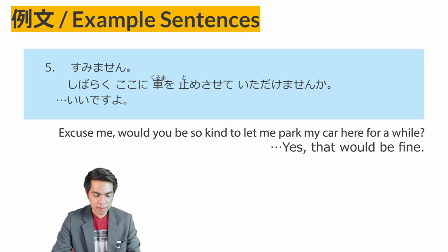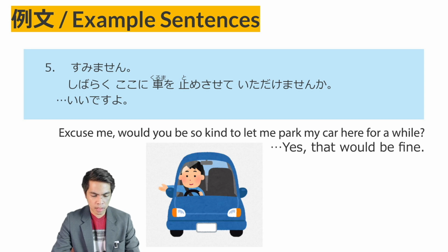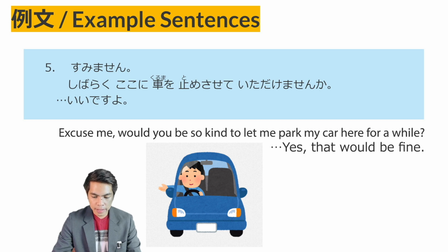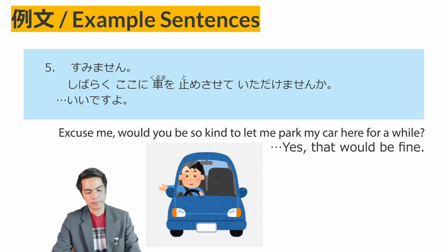Example sentence number 5. Sumimasen. Shibaraku koko ni kuruma o tomasete itadakemasen ka? Ii desu yo. Excuse me, would it be alright if I park my car here for a little while?